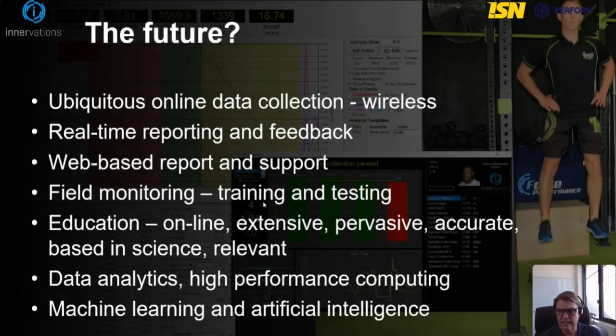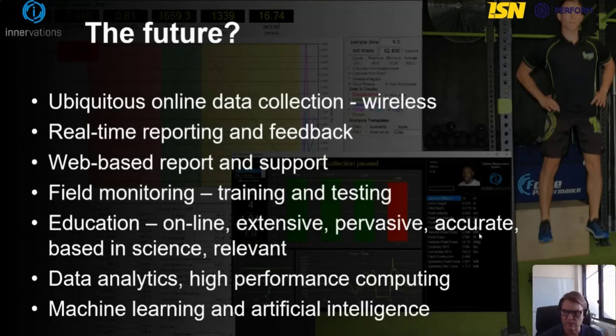Field monitoring. The athletes shouldn't have to come into a lab. It should be done on the weight room floor wherever possible, or out on the actual court, or out in the field. So it's where they're actually working and training. Building in education, and again, we're finding this is very, very important. So the athlete understands what you're doing. In particular, the head coach understands what you're doing and why it's important.